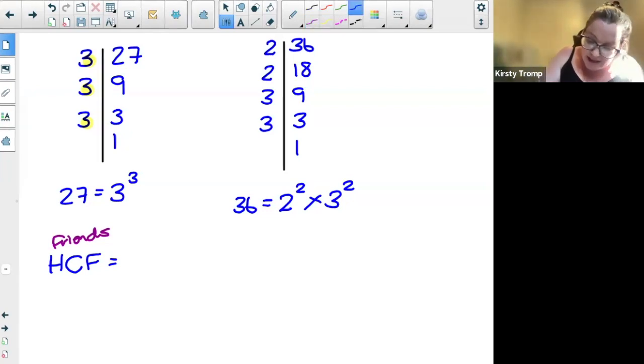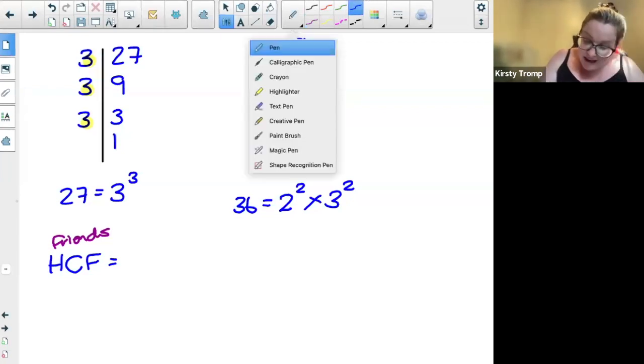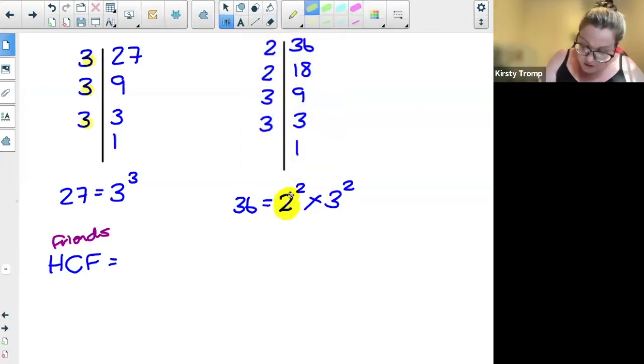So that means that if I'm looking at the 2's, I see that I have a 2 over here, 2 to the 2, but do I have any 2's here in the 27? I don't have any 2's in the 27.